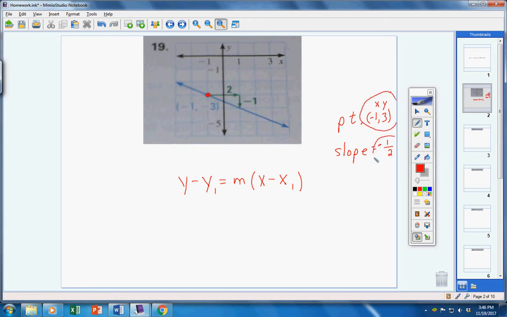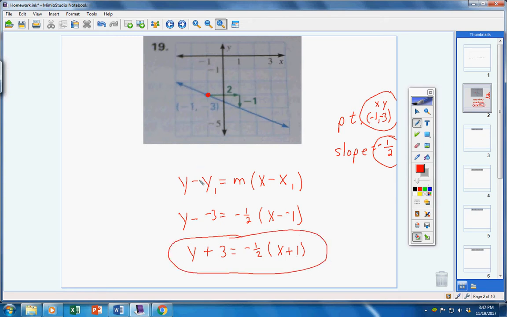So here we go. We have a point, we have the slope, we are now ready to use this formula right here. So y minus your y, which is negative 3, equals m, negative 1 half, times x minus x, which is negative 1. So we have y plus 3 equals negative 1 half, x plus 1, and we're finished. That's it. Now, if I asked you to write the equation in slope-intercept form, then you would take the negative 1 half, multiply it through and move this over and get y by itself. But I simply asked you to write your linear equation in point slope form, and this is point slope form.